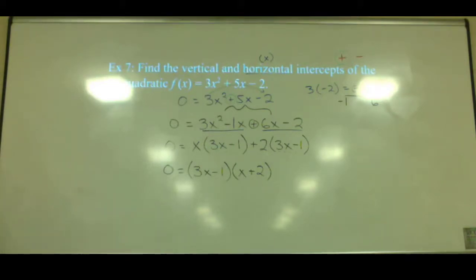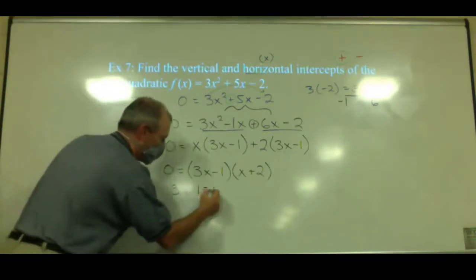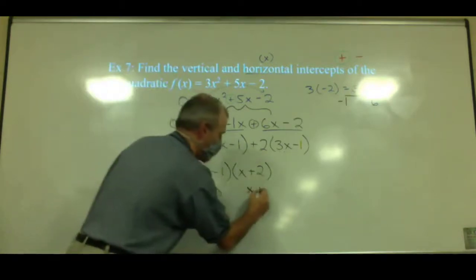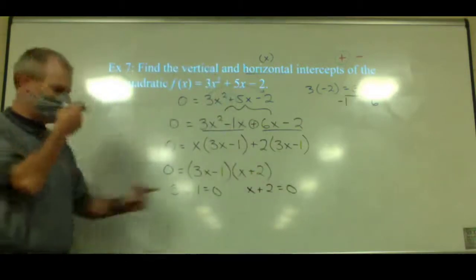All right. Now this was the very last thing we did last week. What do we do after we have this factor? We set each factor equal to 0. So we're going to have 3x minus 1 equals 0, because if that's 0, it makes the whole thing 0. And x plus 2 equals 0, because if that's 0, it makes the whole thing 0. Now this is the easy one.